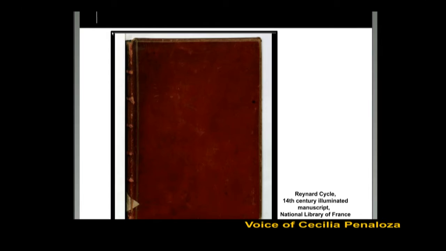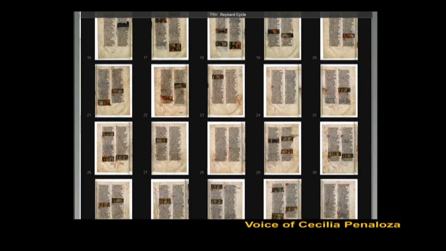Let's take a manuscript from the National Library of France as an example. This is Reynard Cycle or Roman de Reynard, its title in French. This is the most famous set of animal stories produced during the Middle Ages. WDL has the digital representations taken from the original object, in this case a manuscript, and offers it for download for educational purposes, while the National Library of France keeps the actual manuscript under their stewardship.